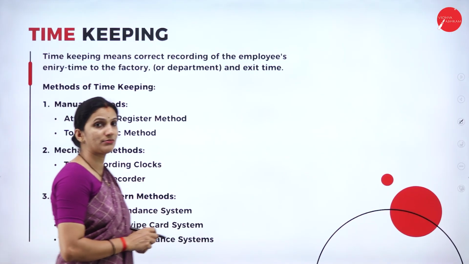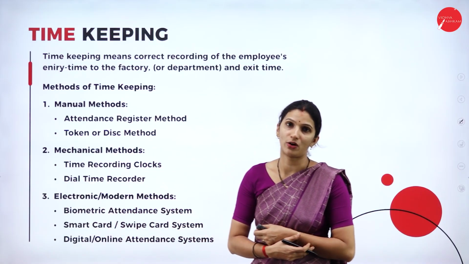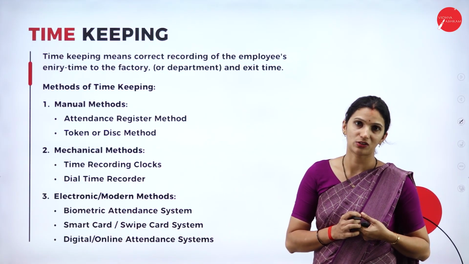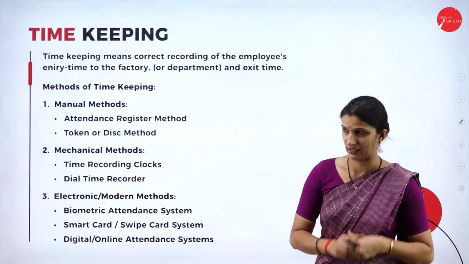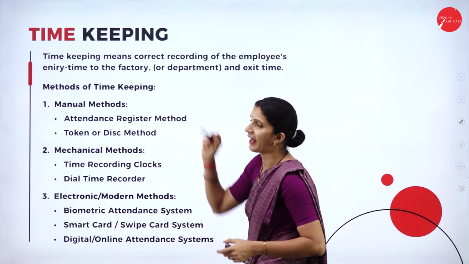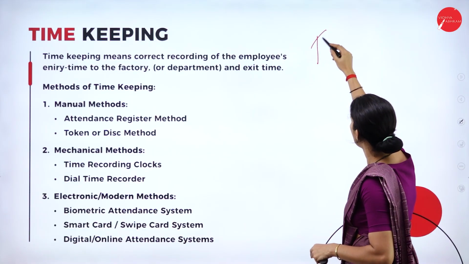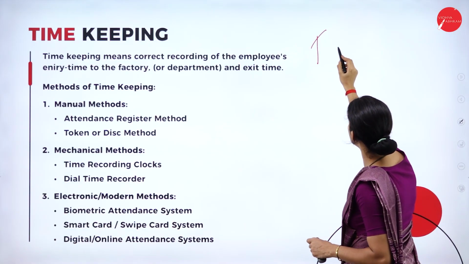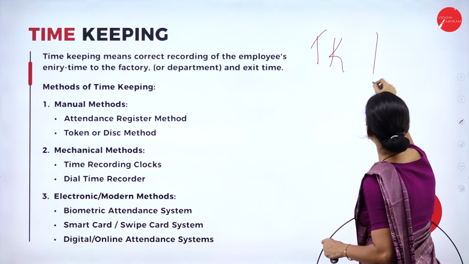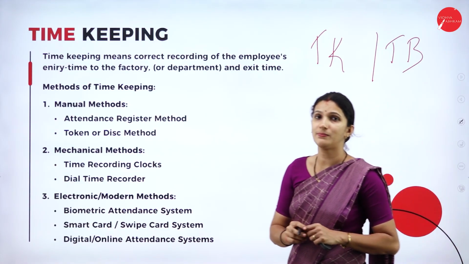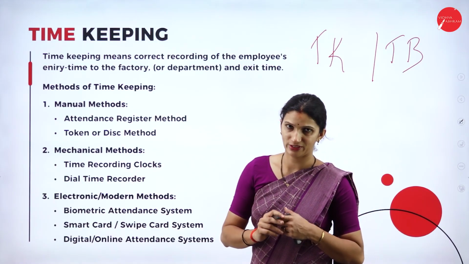And then we have the attendance time recording. So what are the two types of attendance that will be maintained in an organization or in a factory? One, we have timekeeping, another one we have time booking. So in your time attendance system, we have two systems, the timekeeping and the time booking. These are the two elements that we have.